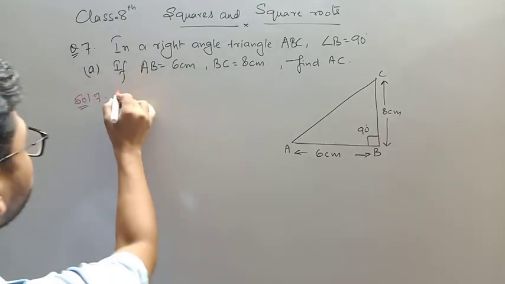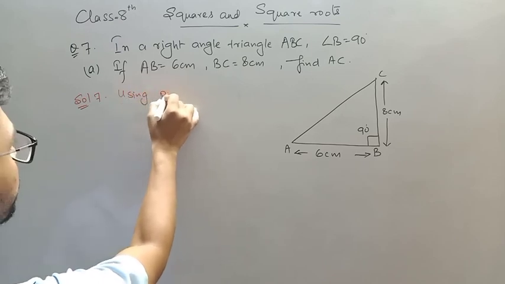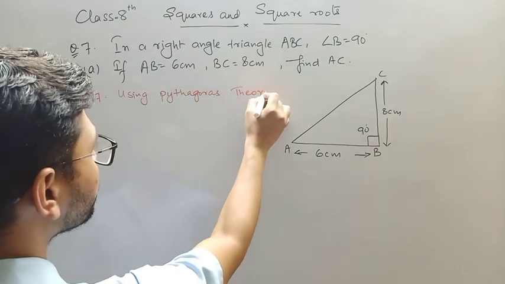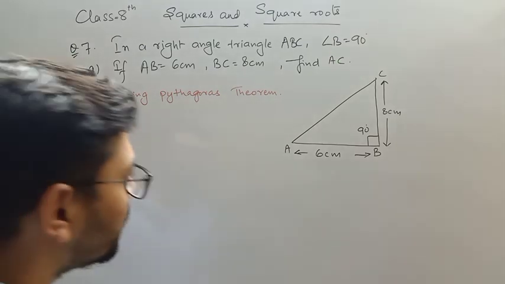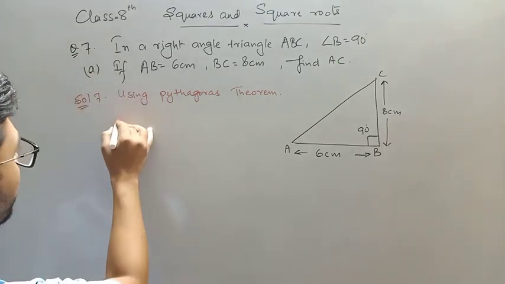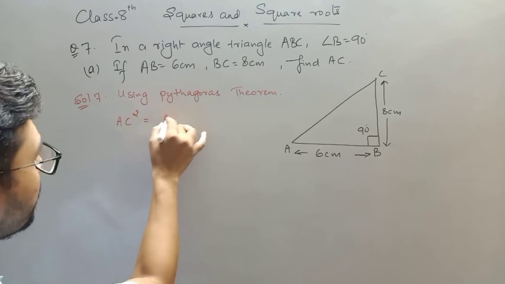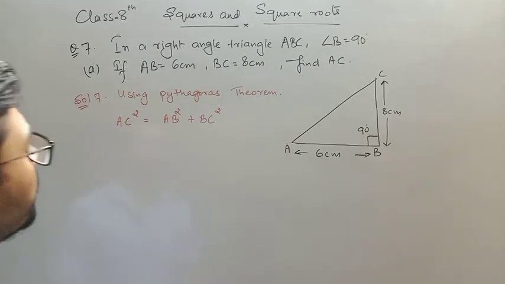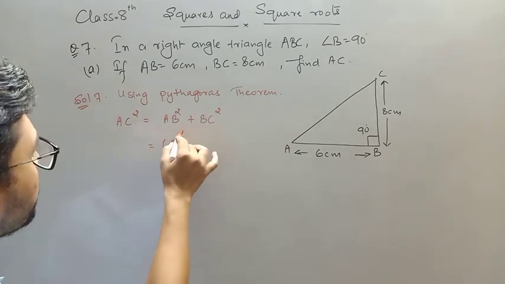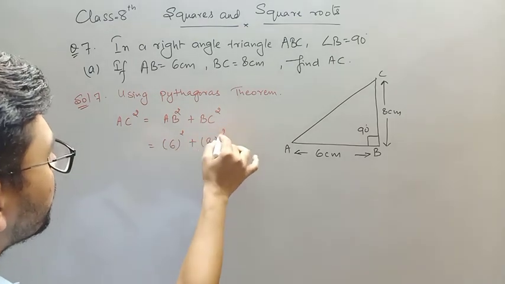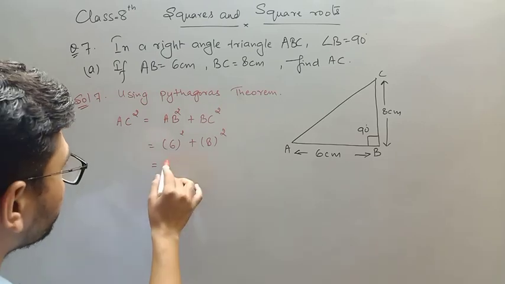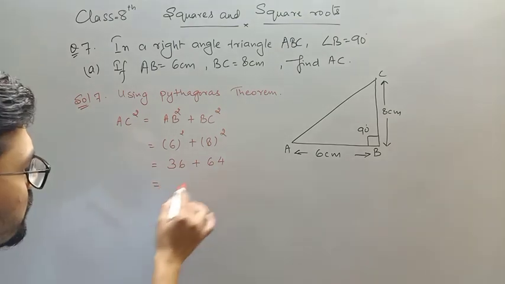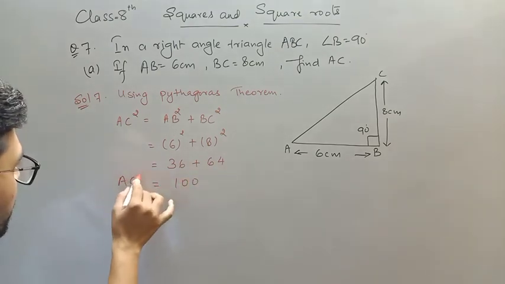Using Pythagoras theorem. What Pythagoras theorem says is that AC square is equal to AB square plus BC square. Now AB is 6 centimeters, BC is 8. 6 6s are 36, 8 8s are 64. 36 plus 64 will give you 100, that is AC square is equal to 100.